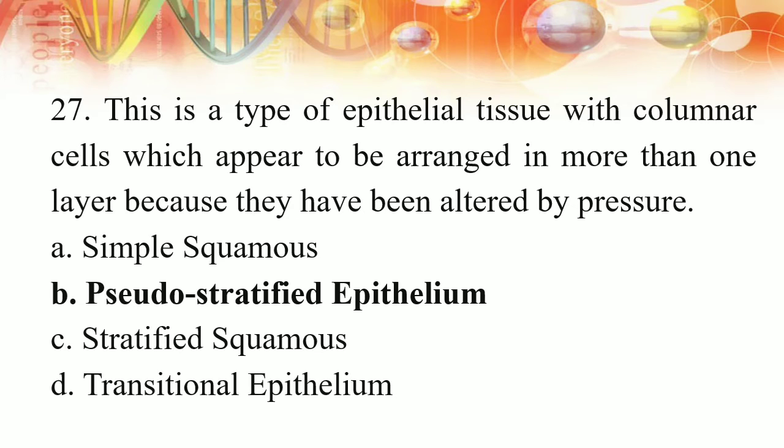Simple squamous is a single layer of flat scale-shaped cells. Stratified squamous is a stratified epithelium in which the topmost layer is made up of squamous, flattened, and scale-like epithelial cells. Transitional epithelium, also known as urothelium, is a type of stratified epithelium which usually appears cuboidal when relaxed and squamous when stretched. Pseudo-stratified epithelium appears to be stratified but instead consists of a single layer of irregularly shaped and differently sized columnar cells. This means to say that the answer is option B.